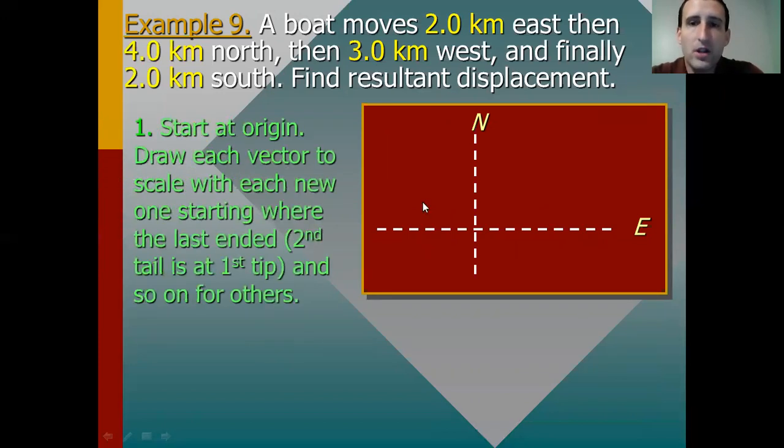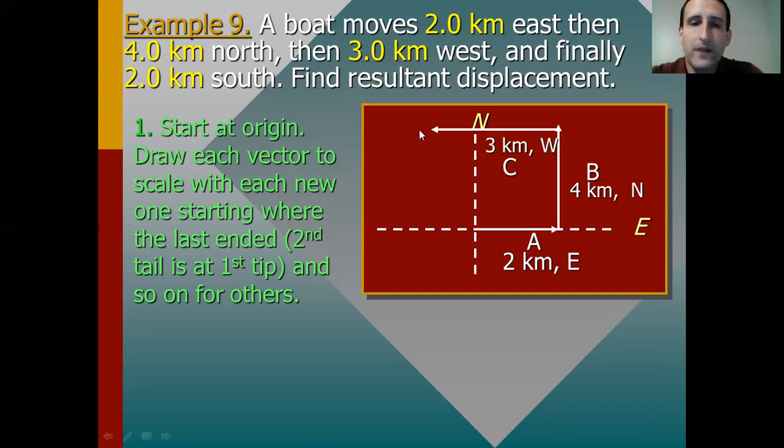Starting at the origin, we draw 2 kilometers east, okay? And then we draw our second vector, 4 kilometers north, where our first one ended. And then we draw our third vector, 3 kilometers west, where our second one ended. And finally, our fourth one, where our third one ended. So you see, it's follow the leader, essentially, right? Each vector is drawn, starting where the last one ended, and we went almost around in a circle.